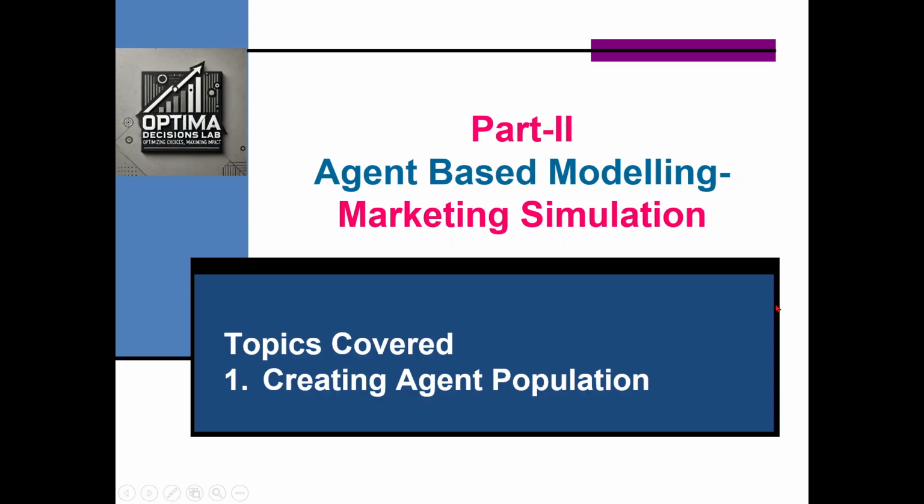Welcome to part 2 of agent based modeling, and we are doing it for a marketing simulation study. In this part we are going to make the agent population. If you remember from the last example, there were 5,000 students in the university. So in this part we are going to make the population of students for our marketing simulation.